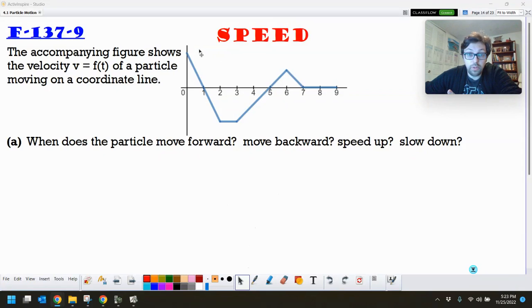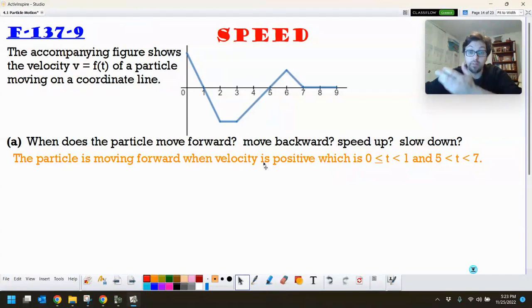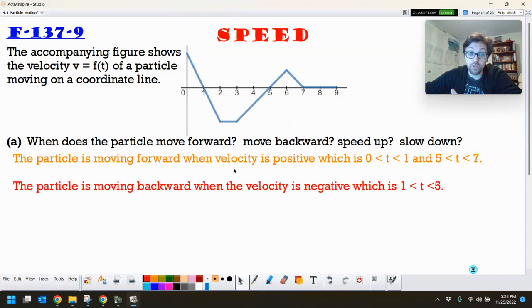So here's an example. We've got the graph of this is velocity now. We want to know when this particle is moving forward. So if it's forward, that means that our velocity is positive. So in this region right here, we have a positive velocity, so 0 to 1. And then 5 to 7 here, we have also positive velocity. The particle is moving backwards when we have negative velocity. So that's this big region down here. Note that I'm not using this part because in this region, we have no velocity.